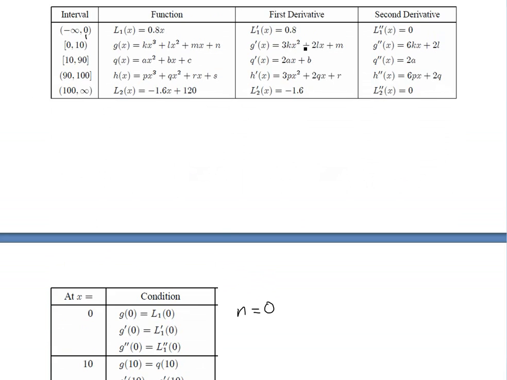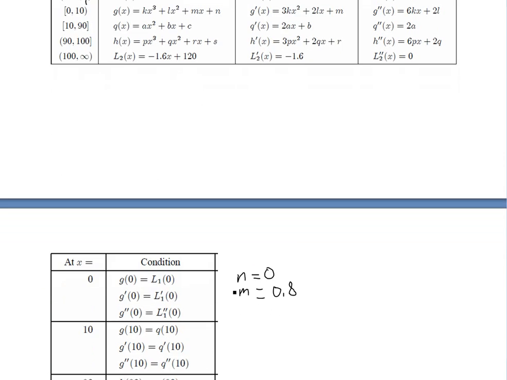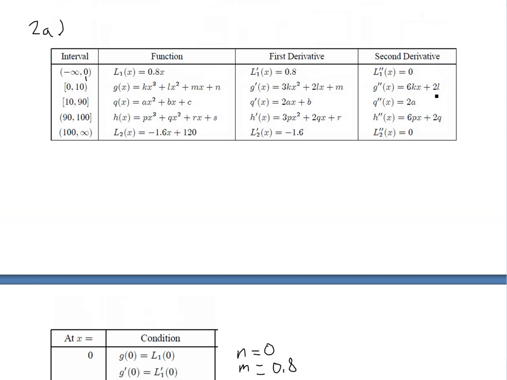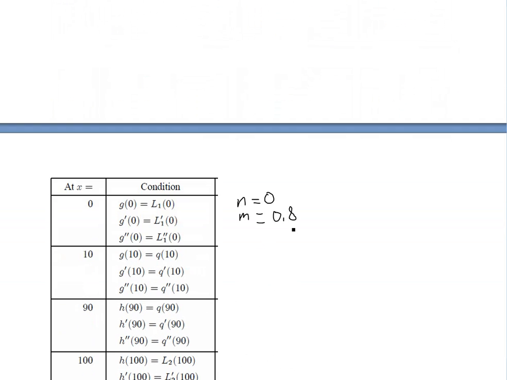Now the second part here, we plug in 0, and here we get m equals 2. Now the right side of this one is 0.8. So we get m is equal to 0.8. So we've solved for these two. And now we've got the third equation. This one, the derivative, we plug in 0, we get 2l, and this is 0. So we get 2l equals 0. This is the same thing as writing l equals 0.